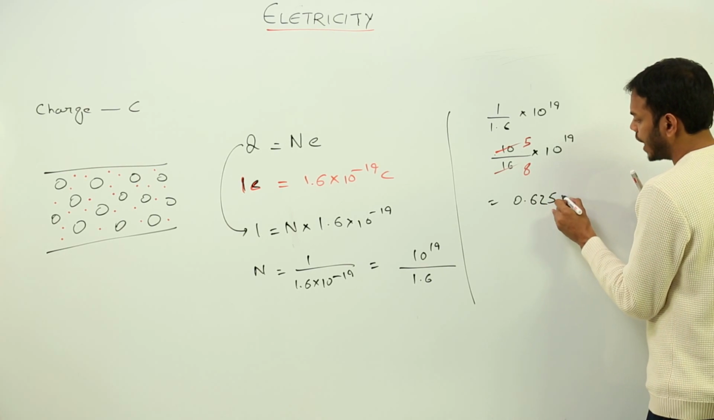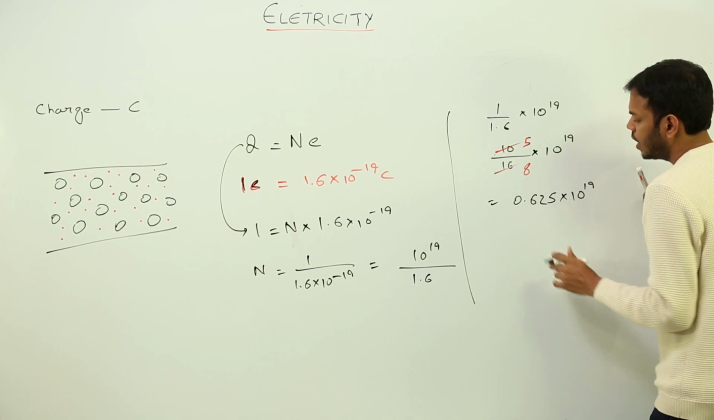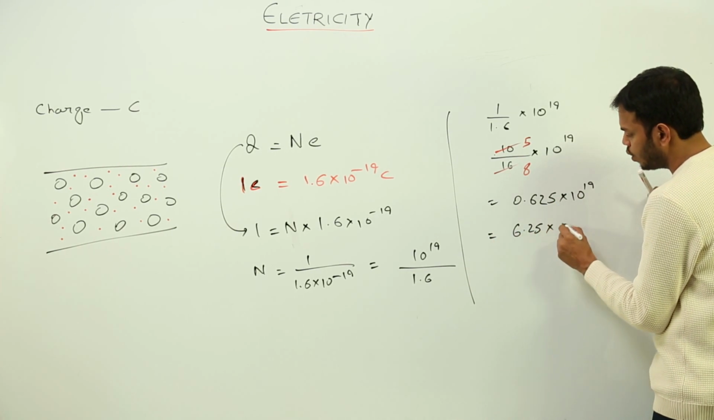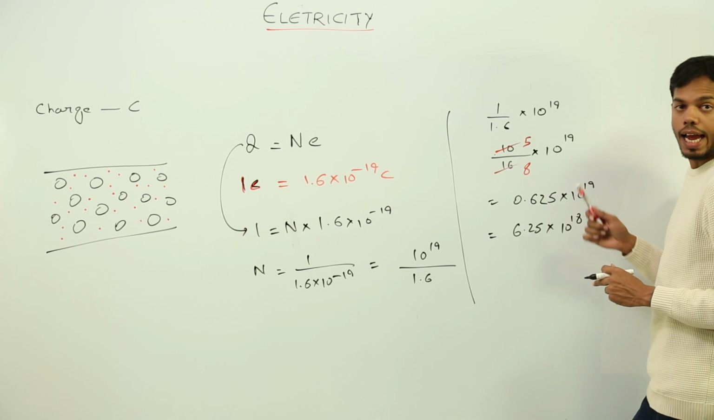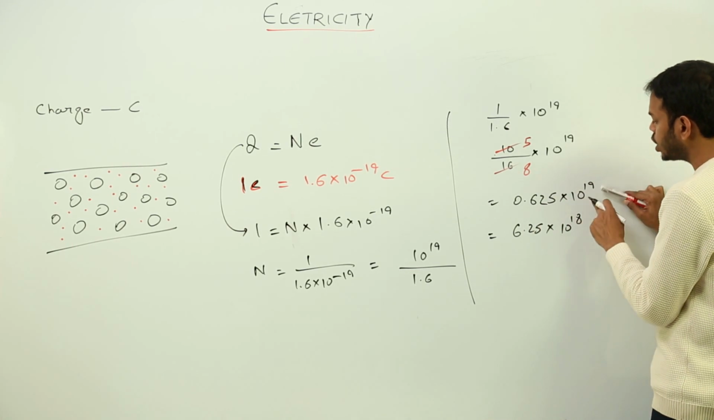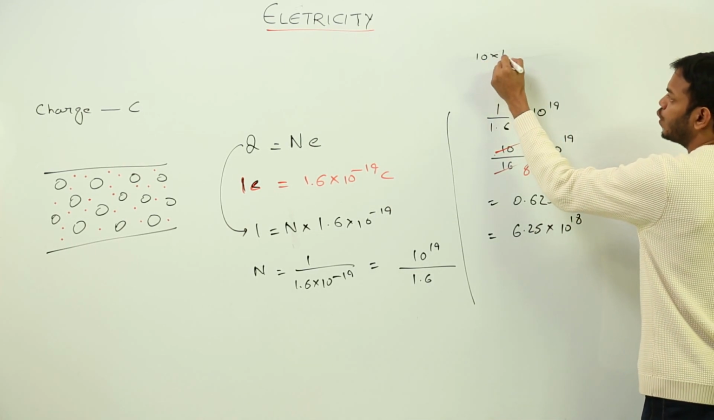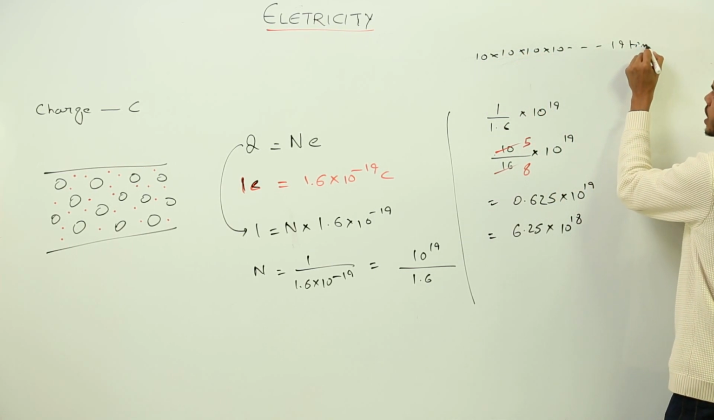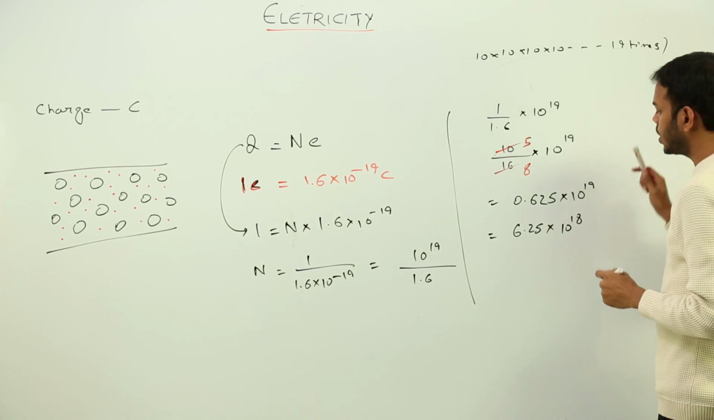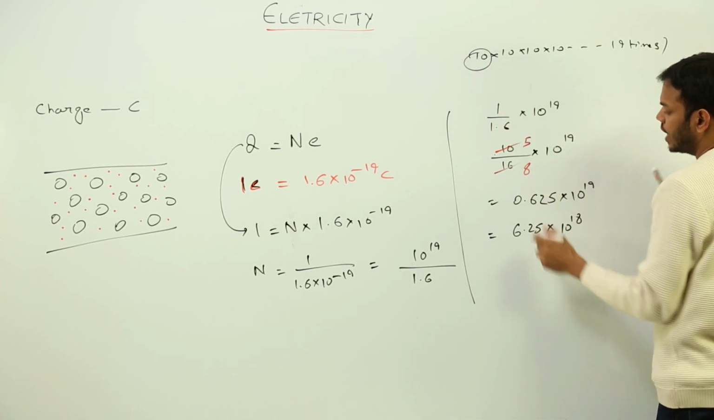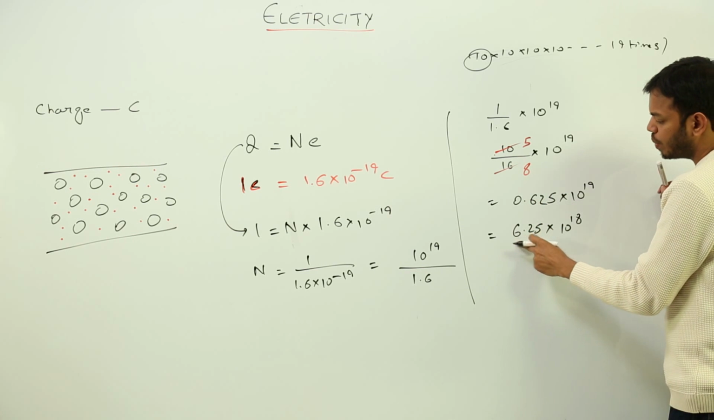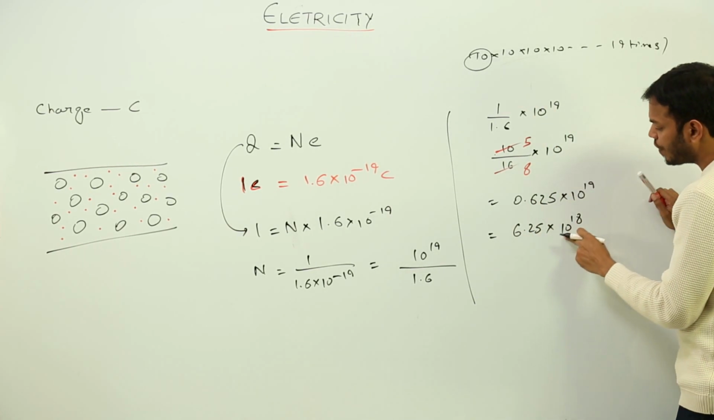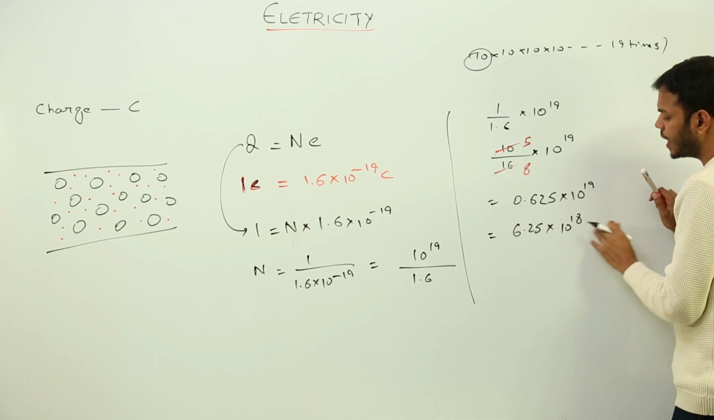So 0.625 into 10 raised to power 19, or I can write it as 6.25 into 10 raised to power 18, because I have utilized one 10. 10 raised to power 19 means 10 into 10 into 10, 19 times. This is what 10 raised to power 19 means. So I have utilized one 10, and this 0.625 becomes 6.25. I am left with 18 tens. That is why I have written it as 6.25 into 10 raised to power 18.